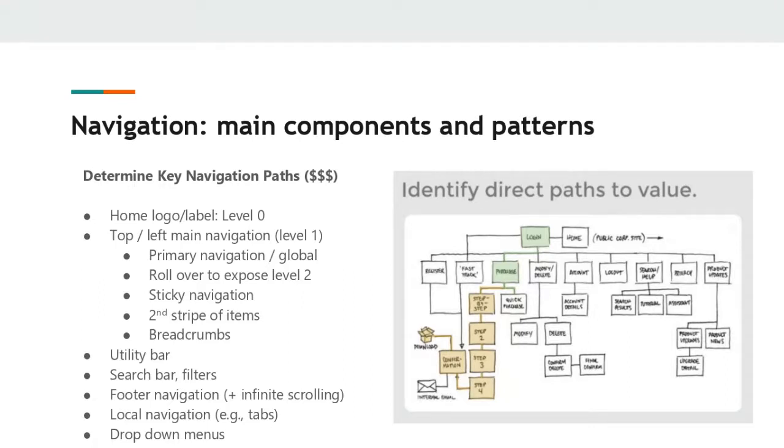Maybe I'm going to pick the shoes category, but then when I pick the shoes category, I'm going to have choices to make. Is it running shoes? Is it hiking shoes? Those become almost your local navigation. They're contextual to the section and the level that you've picked. Then the drop-down menus. So very important.